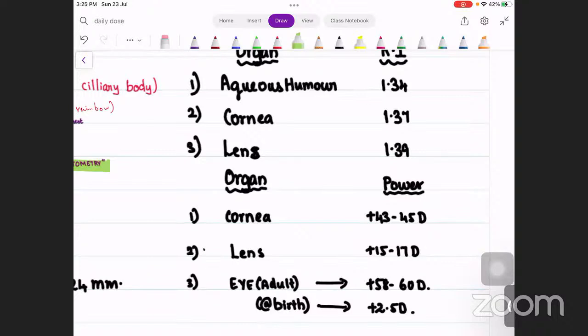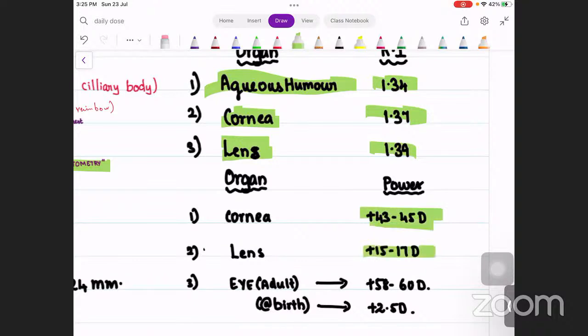So speaking about the aqueous humor, the refractive index is 1.34, for cornea it is 1.37, and for lens it is 1.39. And apart from that, power: cornea plus 43 to 45 D, and lens plus 15 to 17 D. For the overall eye, it is the combination of cornea and lens, so it is 58 to 60 D. And the power of the eye at birth is plus 2.5 D. So these are the important powers and refractive indices.